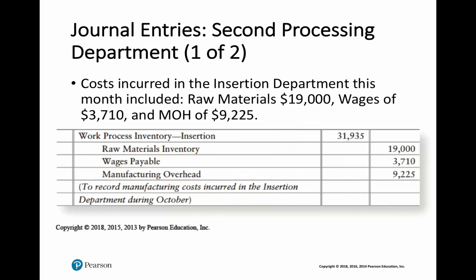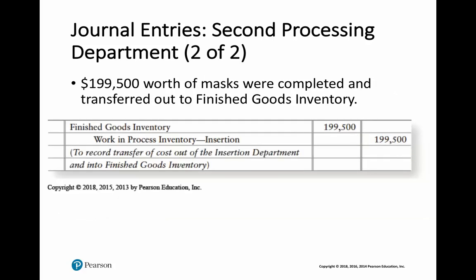All right. So last thing, the journal entries for a second or third processing department. So again, we add our costs the same way. Raw materials, wages payable, manufacturing overhead, they're all going to get allocated the same way. And again, it's just important that when you put in the work in process inventory, you indicate which department it's actually going to, because we have multiple. Once that is done with our department, it leaves work in process inventory and then goes to finished goods.